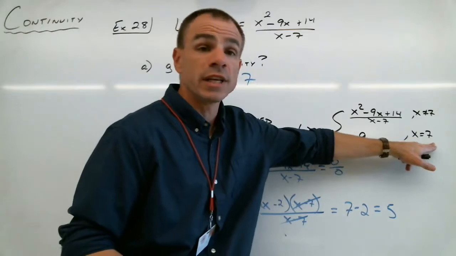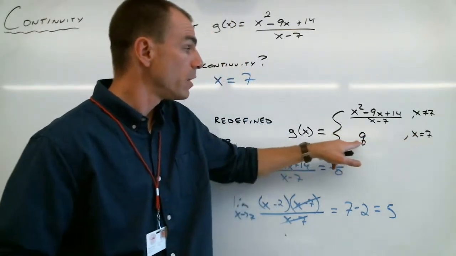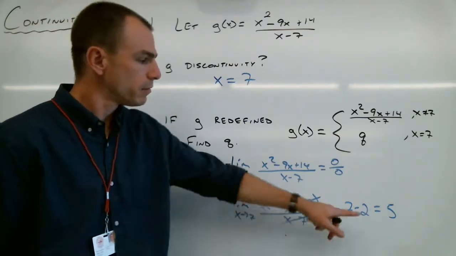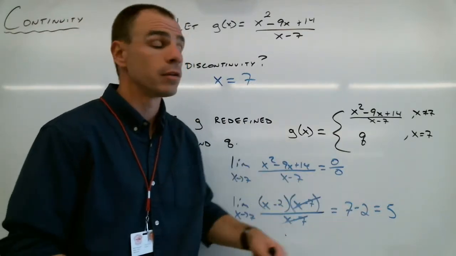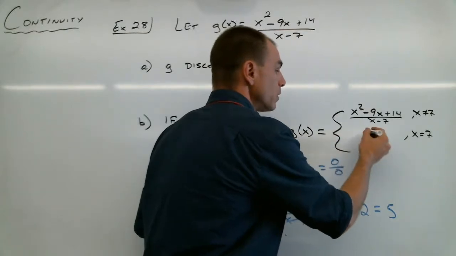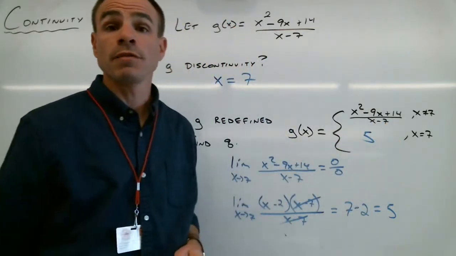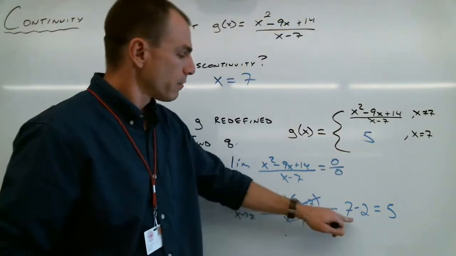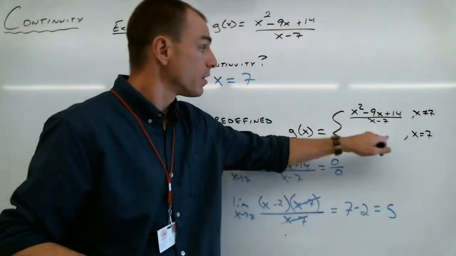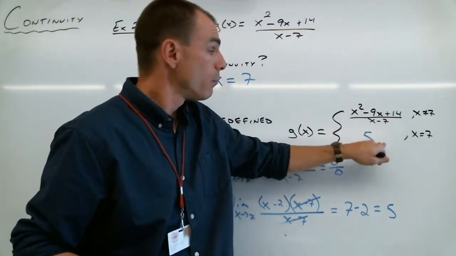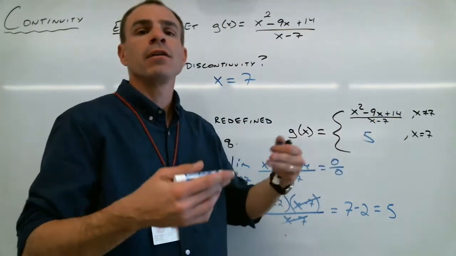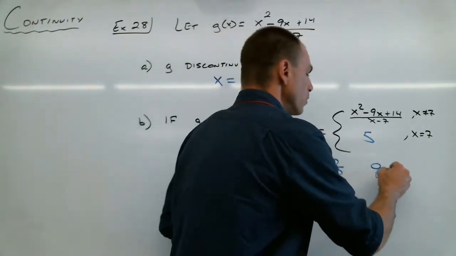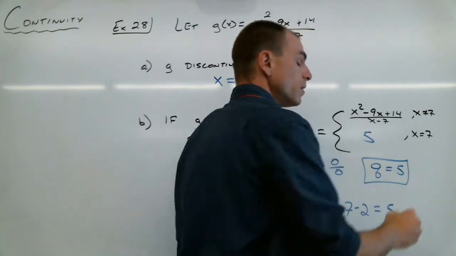But with our new redefinition, when x is 7, we need a number right there. Currently, that number is q. We want an actual value. The value that we want is our limit, which means that q is going to be 5. Now we have a nice, smooth curve, or actually line, happening right here, because where we had our issue, we give the exact same value as the function was heading towards at that issue. So q is equal to 5.